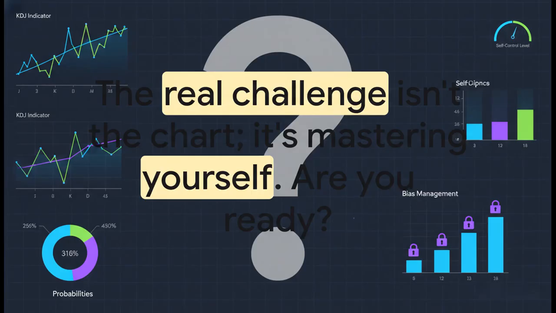You know, at the end of the day, indicators like KDJ, they're just tools. They give us probabilities, not certainties. The real skill is in using these tools with discipline, managing our own emotions and biases. The real challenge isn't just reading the chart, it's mastering ourselves. So the real question is, are you ready to take that on?